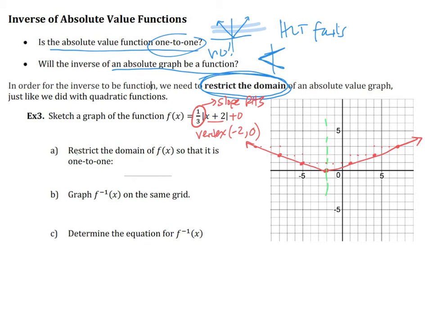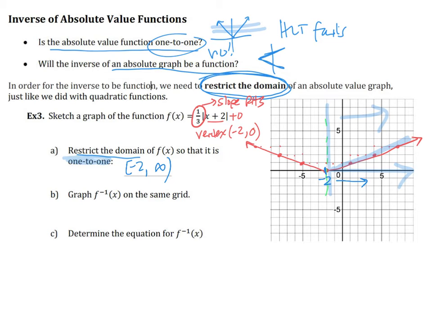Now it says restrict the domain so that f of x is 1 to 1. Well, we want to restrict either the right-hand side or the left-hand side. And I'm going to be honest, it's going to be easier to restrict it to the right-hand side. So if I'm restricting to the right-hand side, then I'm going from -2 to positive infinity. I'm including -2 because that is where my vertex is, and that point is actually included and exists. So I'm going to go from -2 onward.